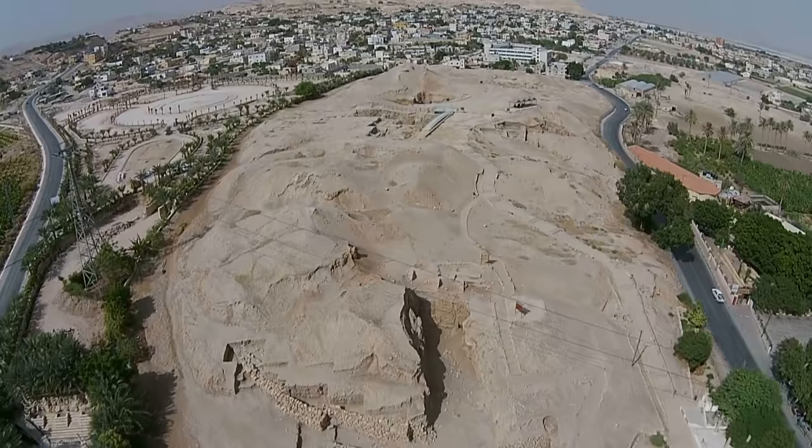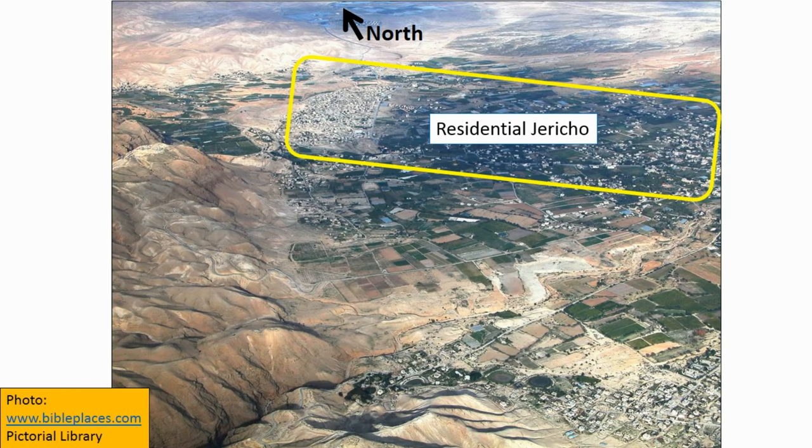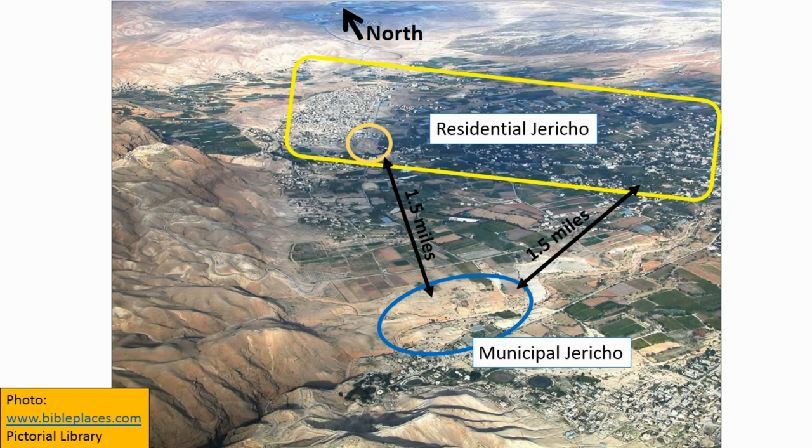This view from the south of the Jericho region shows the different districts of Jericho. Residential Jericho, including the main freshwater spring at the foot of the Old Testament period ruins, but also Municipal Jericho, built in the decades before Jesus by the Hasmoneans and Herodians. Residential Jericho was separated from Herodian Municipal Jericho by about 1.5 miles or 2 kilometers.